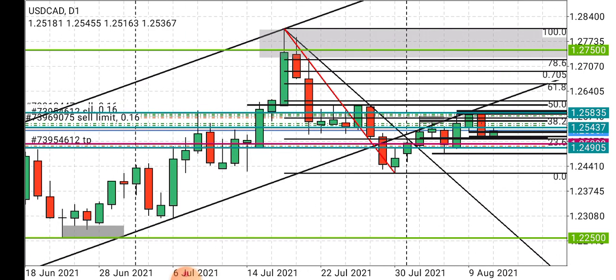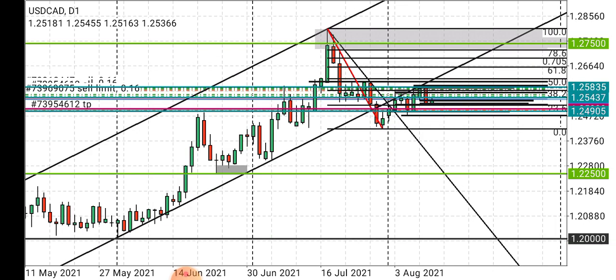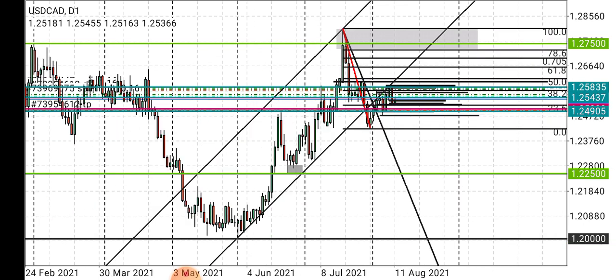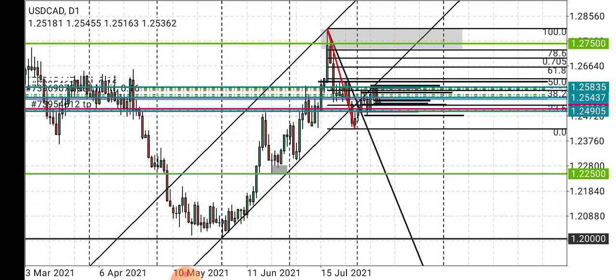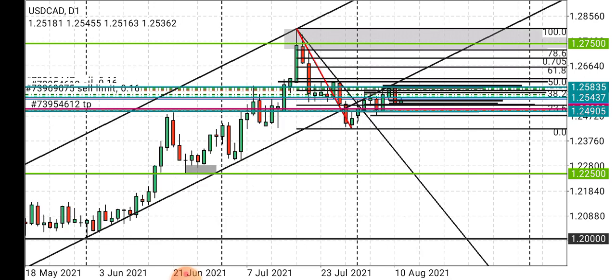So I want to just show my thought process, how I trade, and what I look out for. I'm currently in a sell position on USD CAD, but how did I come to enter this position? So this is it.